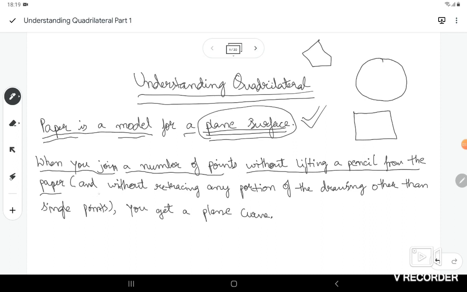And in the bracket there is one more condition: without retracing any portion of the drawing other than the single points. Without retracing means that there should not be overlap other than just the single points through which we are going to make the drawing. There should not be any overlap between the lines of the drawing, so that whatever we get, that is a plane curve. So let me draw one diagram and see if it's a plane curve.